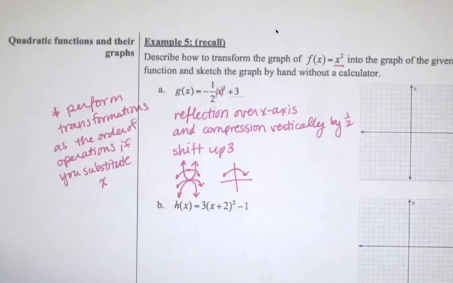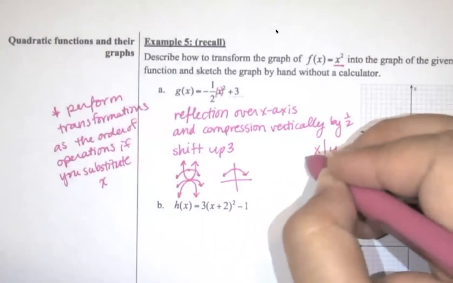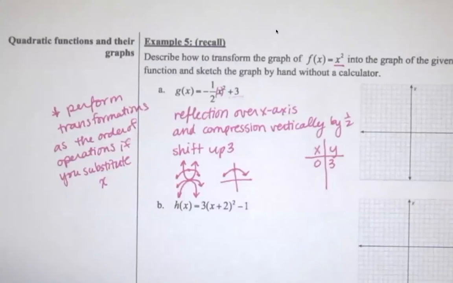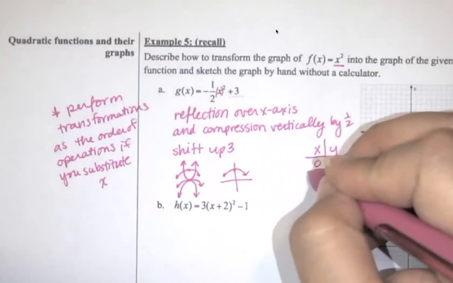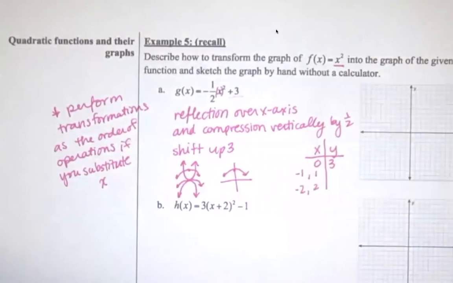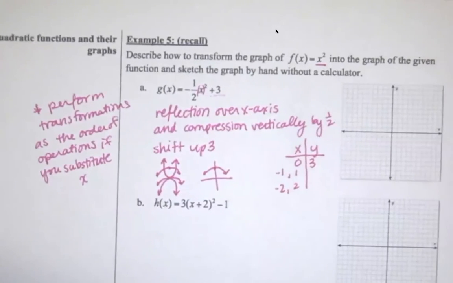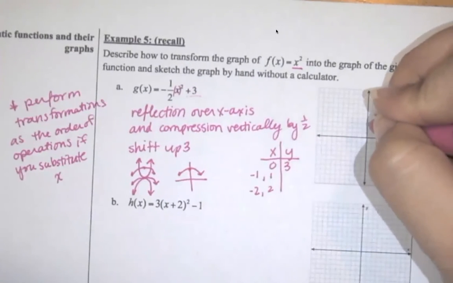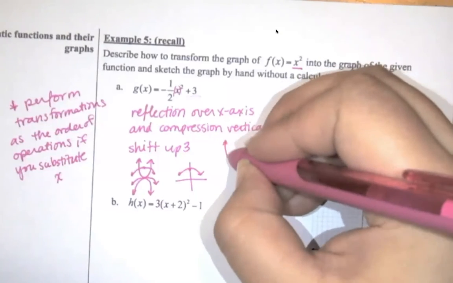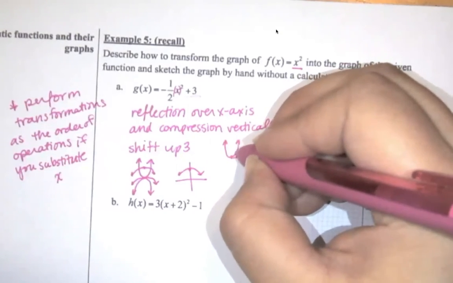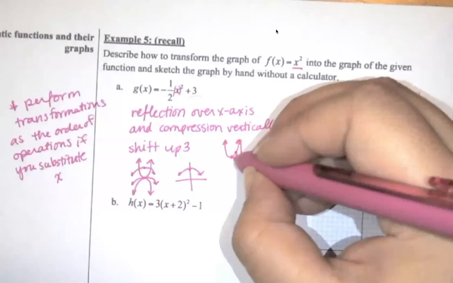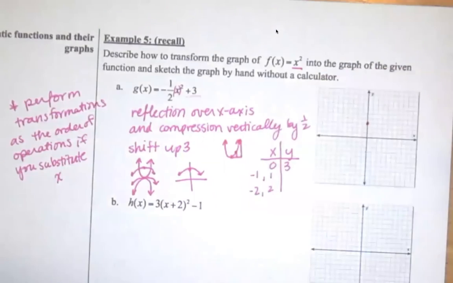To plot exact points, you can make an XY table, starting with our vertex at (0, 3) and going out from there. 1 and -1 will have the same Y value. 2 and -2 will have the same Y value because of our axis of symmetry. But you can also use those transformations, right? In a normal parabola, from here we go over 1 up 1, over 2 up 4, right? Because 2 squared is 4 and 1 squared is 1.